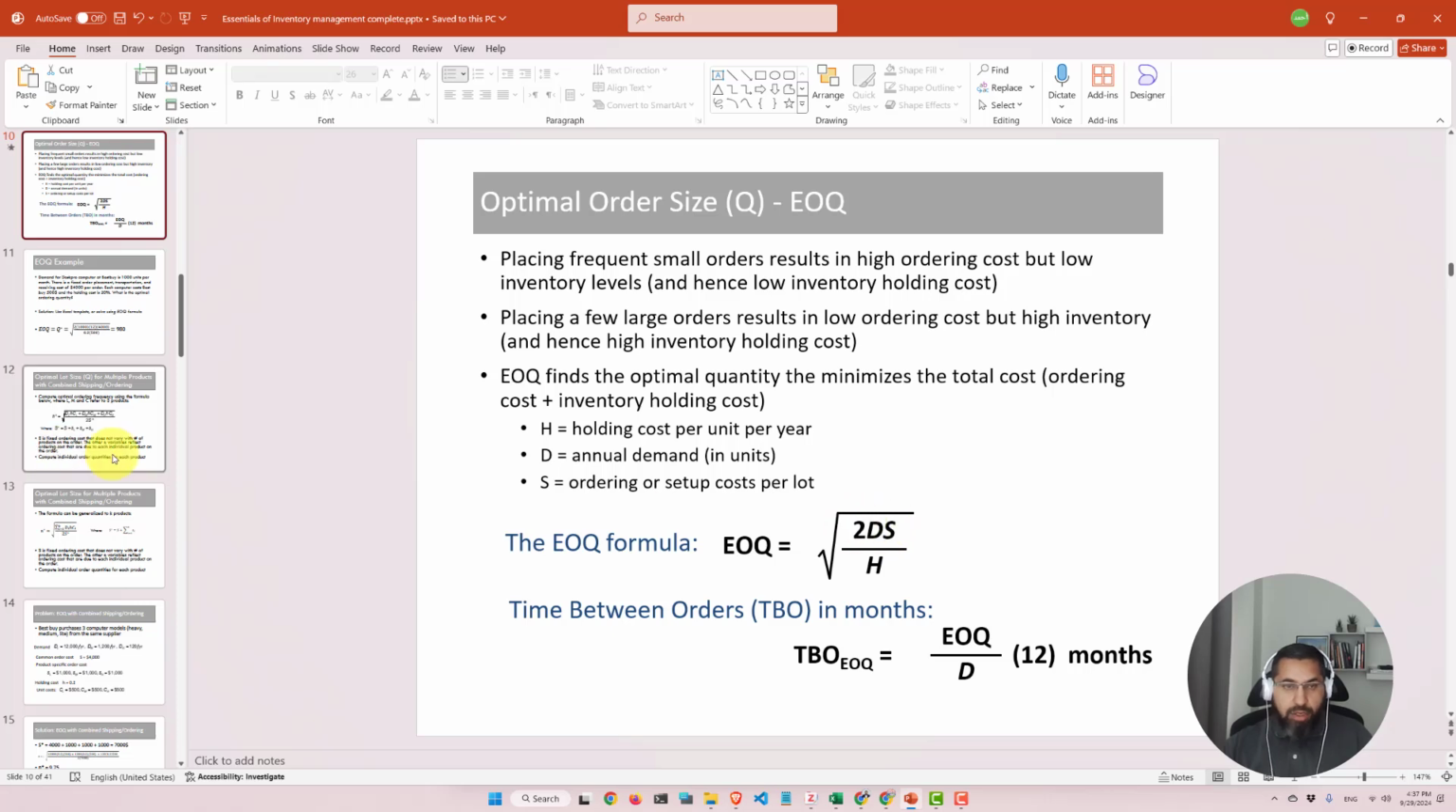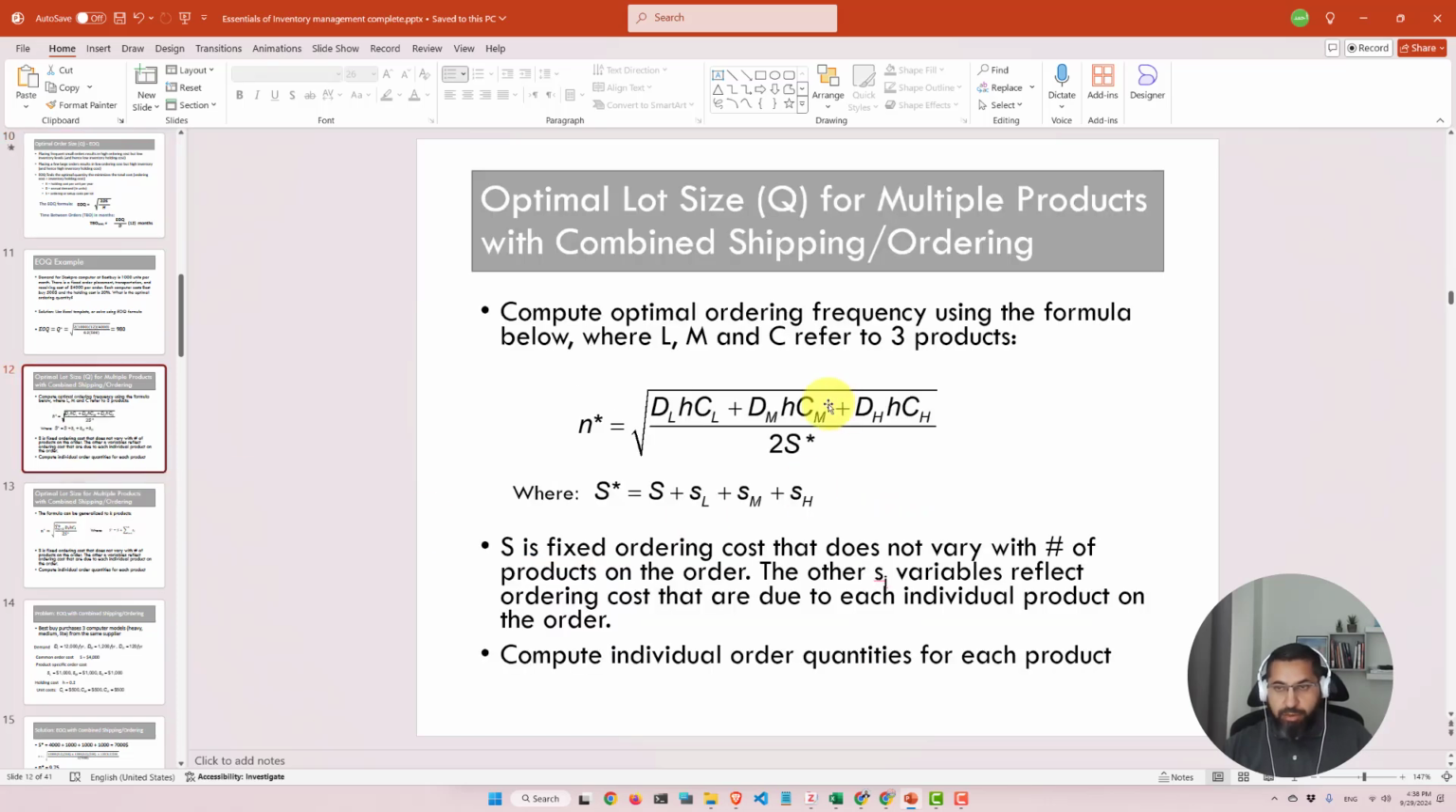Okay, so finding N star is kind of like this EOQ formula. You have demand at the top, and you have the S, the ordering cost, at the bottom, but it's kind of similar. And so you take the annual demand times the holding cost times C, and I'm going to explain what these terms are. And then you add it for the second product. So L is product 1, and M is your second product, and C is your third product. You could call them 1, 2, 3, call it D1HC1 and D2HC2, D3HC3. The subscript doesn't matter, it's just however many products you have, that's how many terms you'll have at the top. Divide by 2 of S star. S star is this special ordering cost which is made up of a fixed ordering cost, which is irrespective of the number of products you order, and then each product has its own ordering cost.